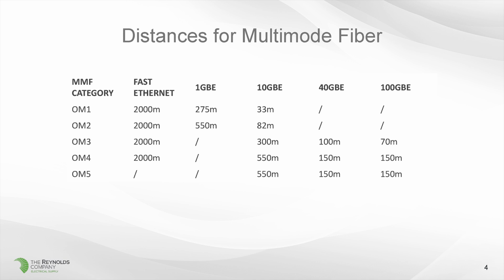10 gig Ethernet in our industrial situations is probably the highest speed we're going to see. And typically this will be on the back of enterprise layer switches. That's where we're going to see these speeds. Generally, we are not going to see them out in the field.